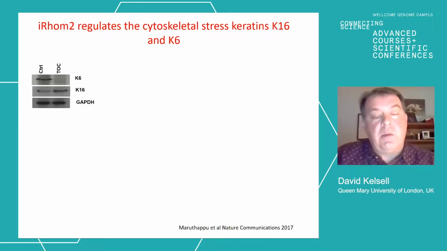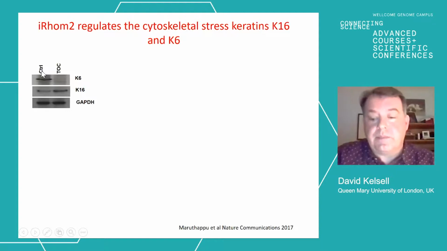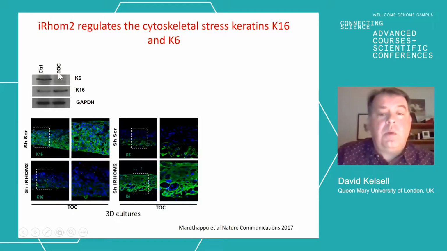So we then went in a little bit more detail. We just did Western blotting of control and TOC keratinocytes. And you can see there's much more keratin 16 in TOC keratinocytes and much more K6 in control keratinocytes. We then did the 3D skin cultures. If you just look at the top panel here, this is without any genetic modification. You can see there's high levels of K16 expression in TOC.